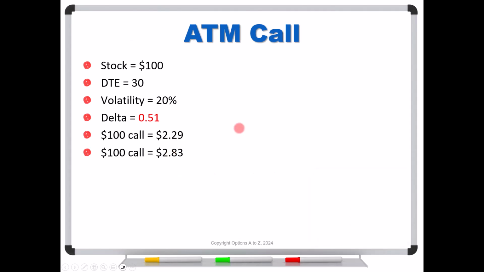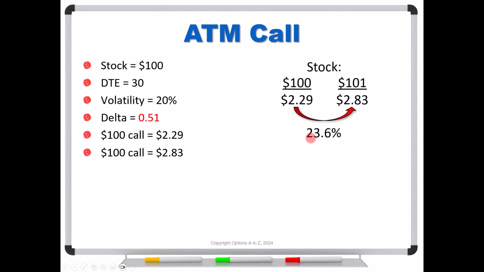So again, if we're in a pricing model and it shows that our option is going to move from 229 to 283, this is what we're trying to predict. Well, that's pretty easy. We're saying it's going from 229 to 283. We take 283 divided by 229, subtract off 1 and multiply by 100. And that's going to give us 23.6%. This is the number that we'd really like to know.